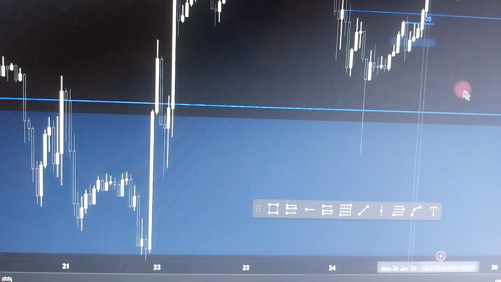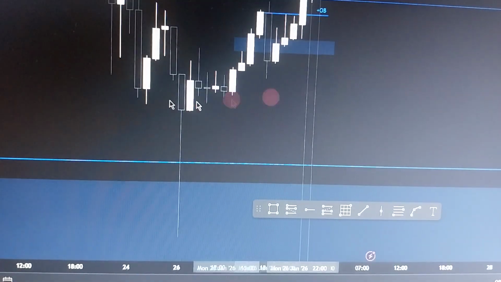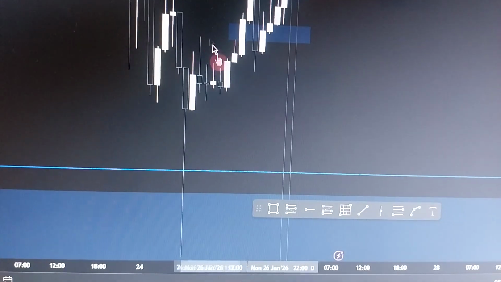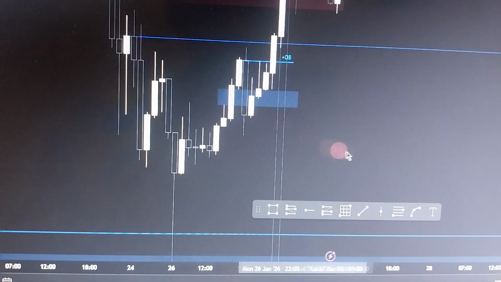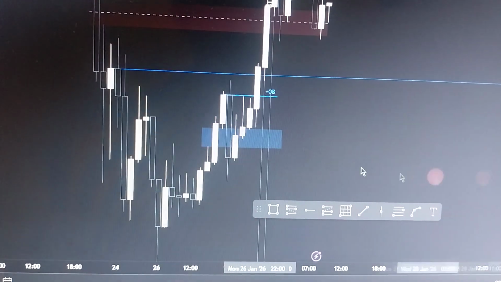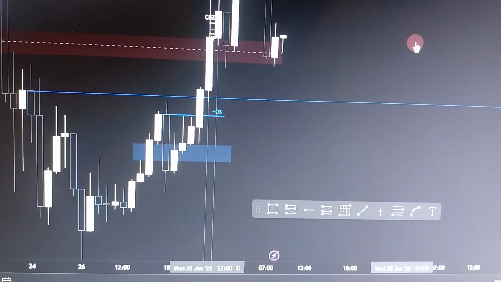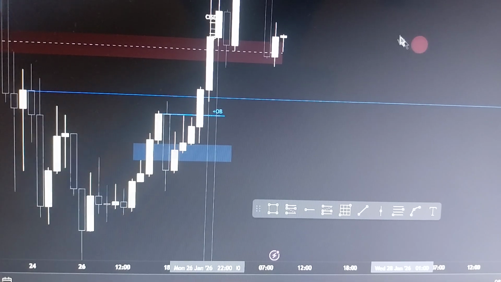On the hourly, what I see is we didn't have a break of structure to the downside. We're bullish. We have this market structure shift, and we got another break of structure. So we broke structure, we're bullish in the hourly. So that's it. The bias is we're bullish.